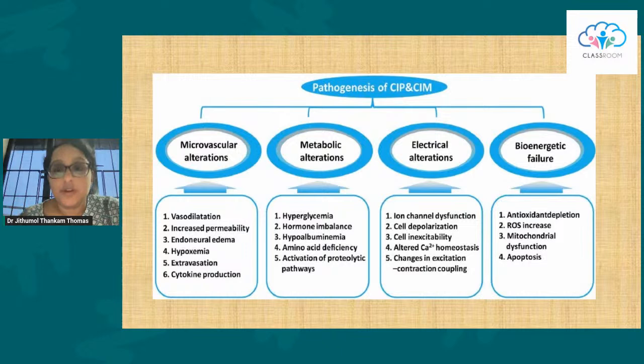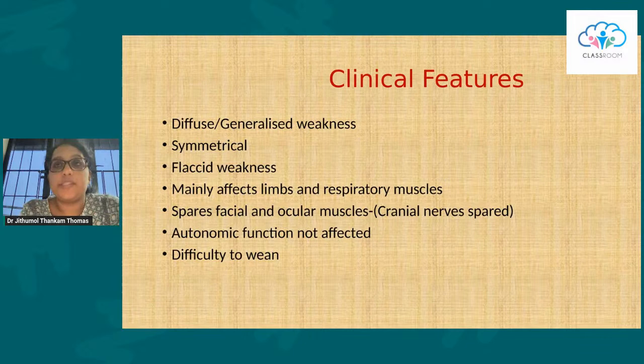Now, what are the clinical features? How do you suspect ICU-acquired weakness in a patient who is in your ICU? Sometimes the earliest hint in these patients will be when you give them a painful stimulus, there will be facial grimacing. They will wince, but there is no movement of their limbs, and there is no reason why they should not move their limbs. We were so busy managing the sepsis and the multi-organ failure, but somehow we realized that, eventually over a period of days, the patient is not moving his or her limbs. It is usually diffuse and generalized.